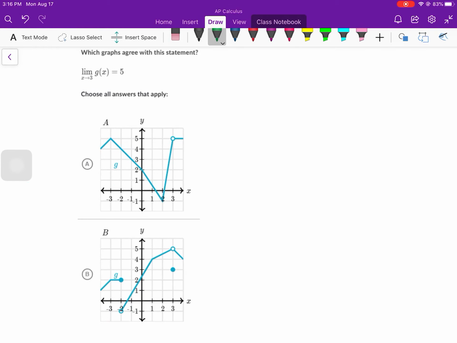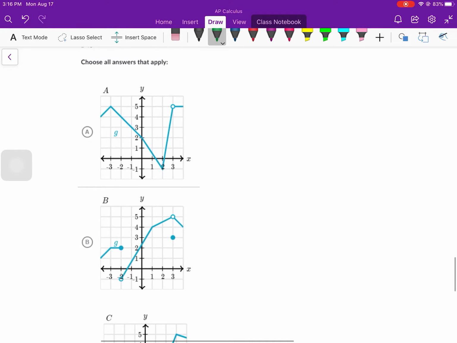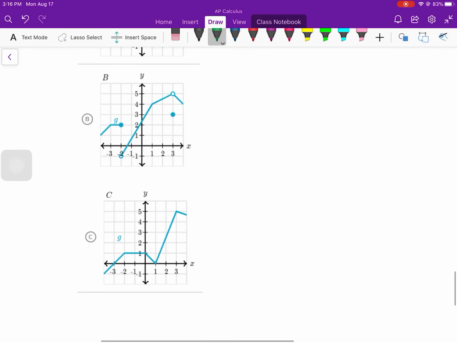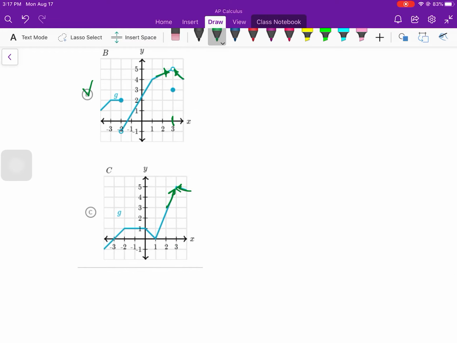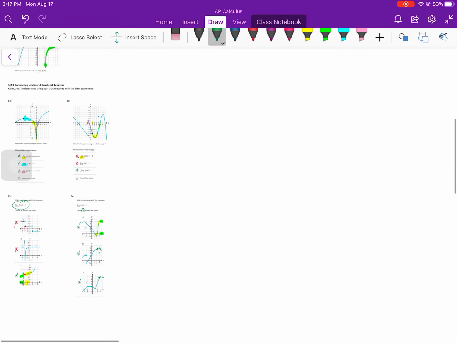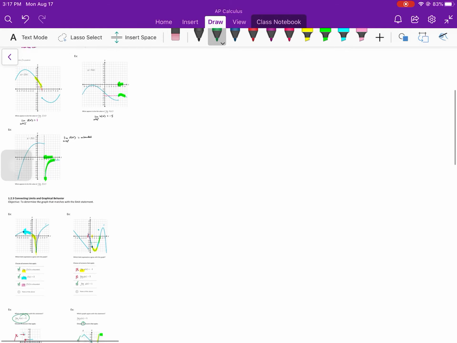Last one, we want to look for whenever the limit as x approaches 3 equals 5. Let's look at this one. As we approach 3 from the left, it's going up to 5, so that's good. And then also from the right, it's going to 5 as well, so that one's good. Now you have to choose all, so we need to double check all the others. This one from the left is 5, from the right is also 5, so that one checks off. And then last, this one also from the left and from the right, as we approach 3, is 5 as well. So that checks off. And there you have it. That's limits using a graph.